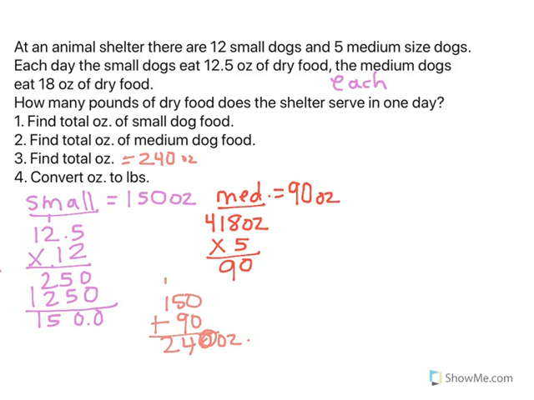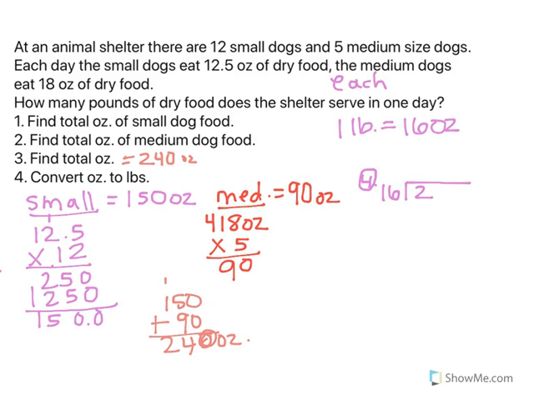Now it's asking us how many pounds of food they go through. Well, we have to remember our conversion. And the conversion was that 1 pound equals 16 ounces. Now, I have a small unit of measure, and I'm going to a larger unit of measure. So I'm going to divide. And I'm going to divide 16. I'm going to put a little 4 here, so you know this is step 4.